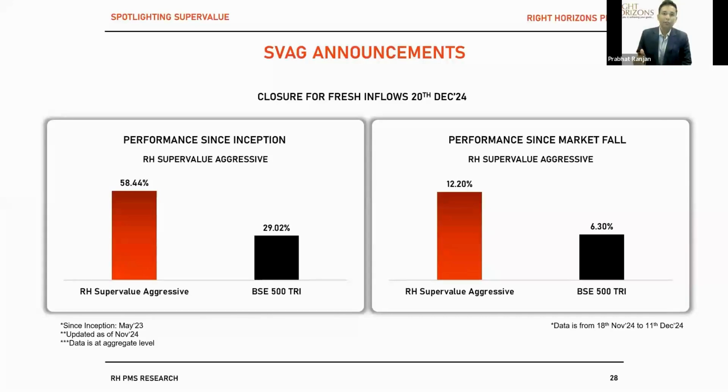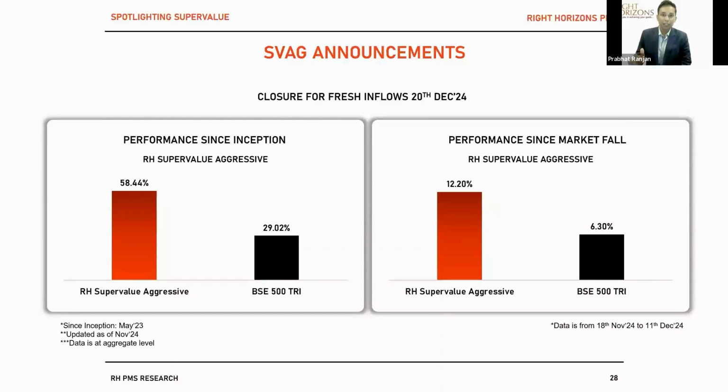So we don't see any material risk here, and in fact, we are very comfortable with the valuations. That's why we have reopened the scheme for subscription. But in a very short span of time, since 17th or 18th of November, we have seen a one-way rally again in the small caps. So we are going to close the fund again for subscription on 20th of December. We thought 1 month is enough time for fresh inflows.